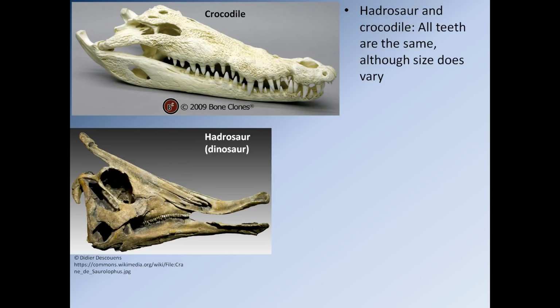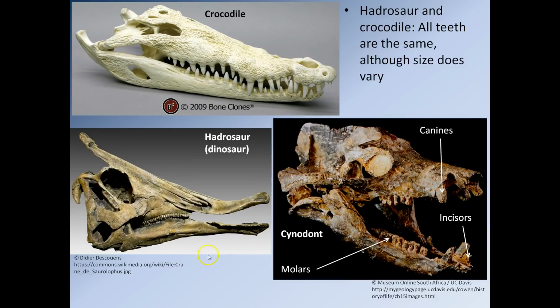So just to give you some idea of what I'm talking about with differentiated teeth, let's have a look at these two skulls. The skull at the top here is a crocodile, and the skull down here is a hadrosaur, an ornithopod dinosaur. When you look at the crocodile teeth, yes, there is some variation in size, but the tooth design does not change. They're all like little needles, aren't they? In the case of the hadrosaur, you can see once again, the teeth are very uniform in size, and they're all exactly the same shape. So there's no differentiation between these teeth at all.